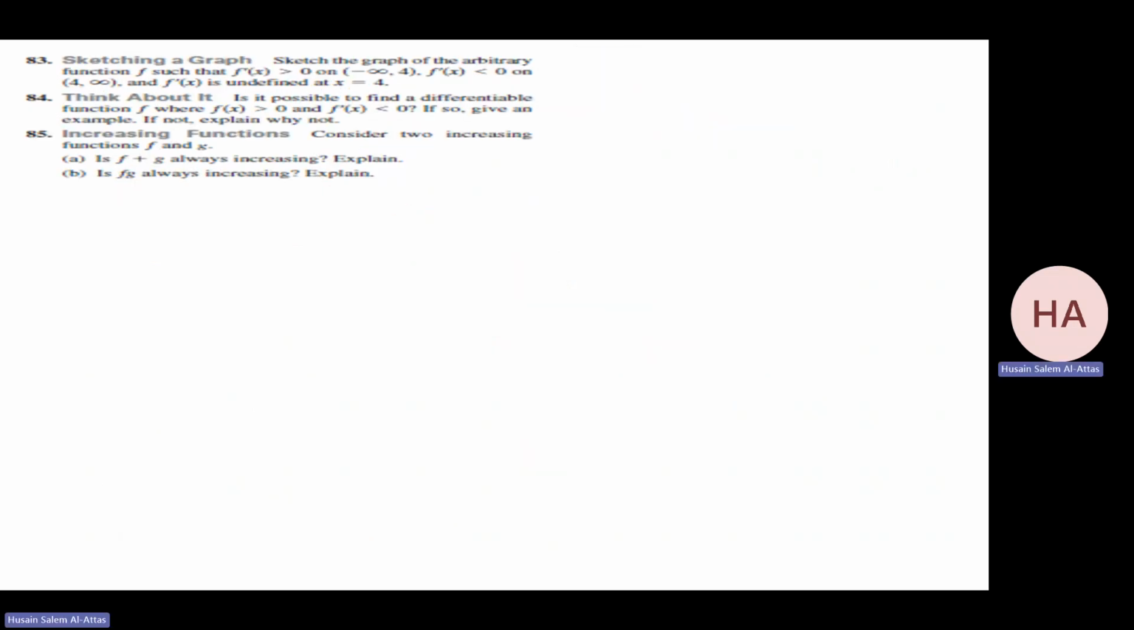Let's get the graph of the arbitrary function. F prime is positive from -infinity to 4, and f prime is negative from 4 to infinity, and f prime is undefined at x equal 4. Yeah, 83. We're going to graph a function like that.